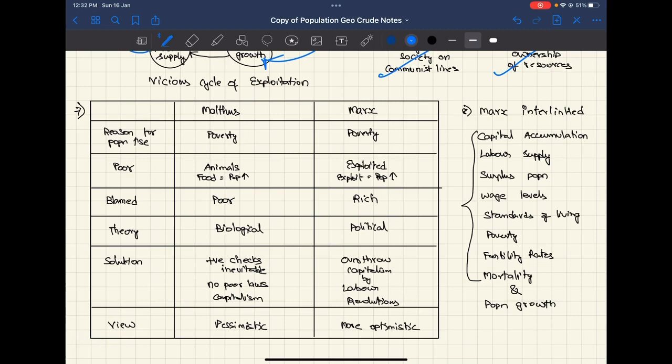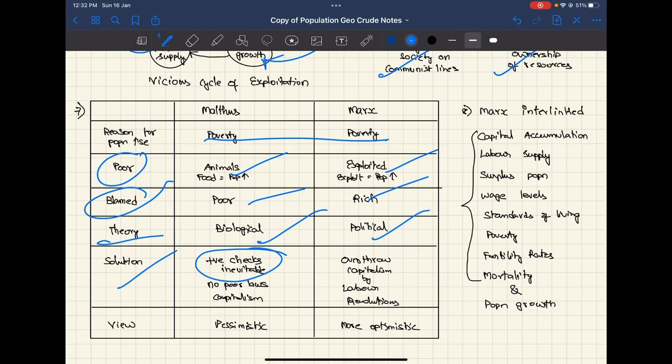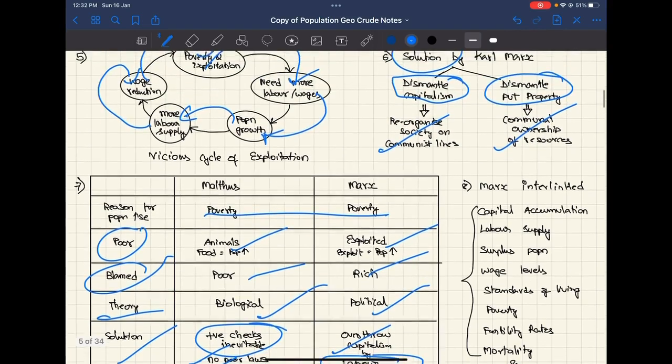The reason for the population increase for both is poverty. For Malthus, the poor are animals, and for Marx, these are exploited. Malthus blamed the poor, Marx blamed the rich. Malthus's theory is biological, Marx's theory is political. Malthus's solution is that positive checks are inevitable, no to poor laws, and capitalism is the way forward. Marx wanted to overthrow capitalism through labor revolutions. So Malthus's view is pessimistic, and Marx is more optimistic than Malthus.